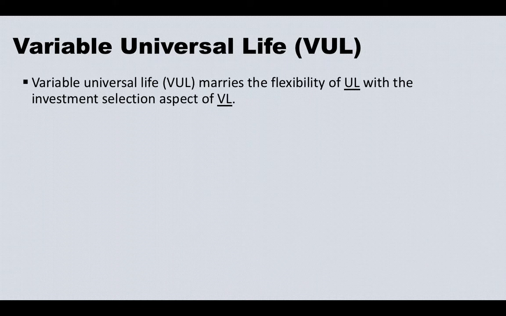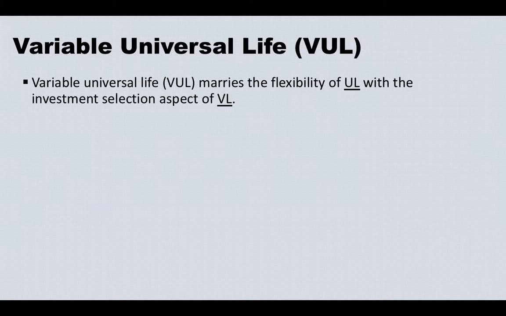Now look at variable universal life insurance. Variable universal life basically marries the flexibility of universal life with the investment selection of variable life. We just talked about variable life, where you can select the investment yourself. That makes it variable, right? You bear the investment risk. There's no cash value guaranteed. Because, as you can see, variable life insurance requires you to pay a fixed premium.